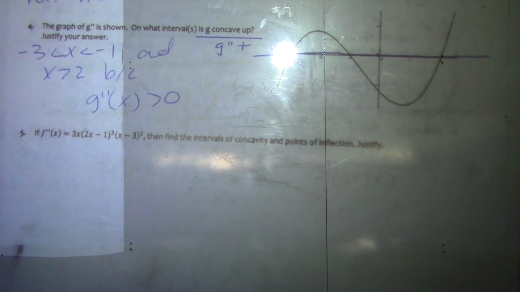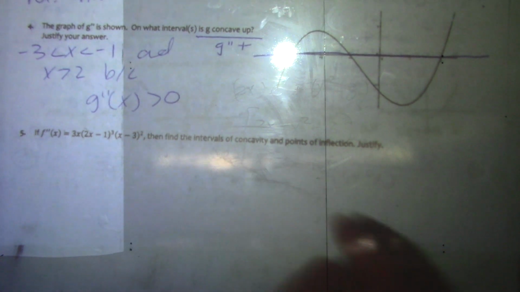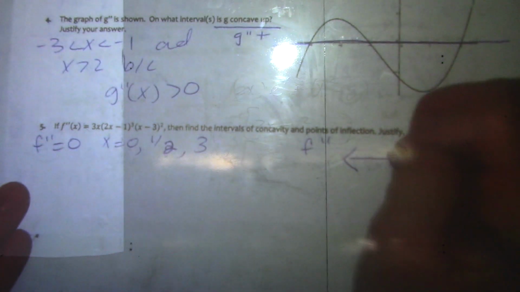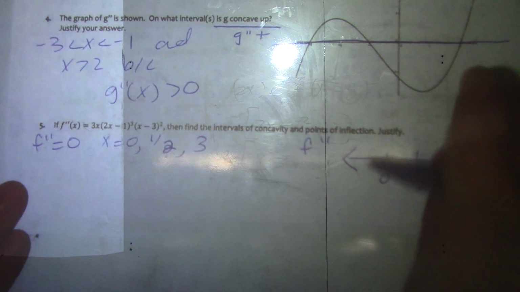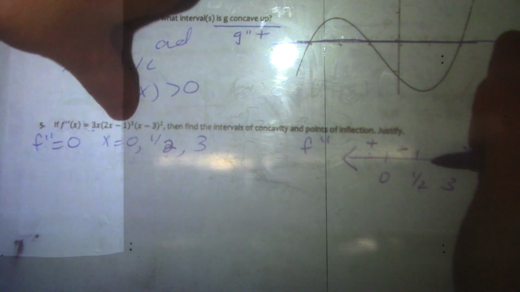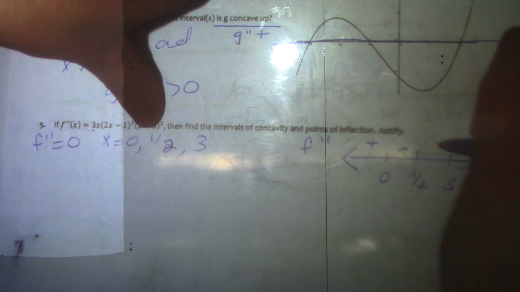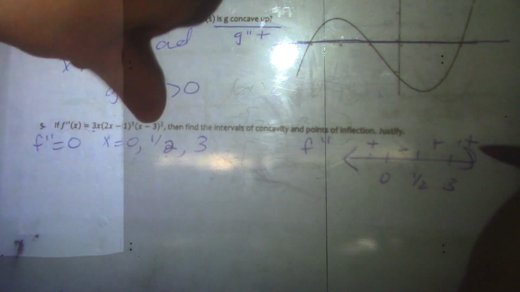F double prime is given, and I want to find points of inflection and intervals of concavity. So first I would set this equal to 0. That gives me x equals 0, 1 half, and 3. I'm going to make my number line for f double prime. If I plug in a negative number, that's going to be negative, that's going to be negative. Doesn't matter what this is because it'll be positive no matter what. Negative times negative is positive. If I plug in less than 1 half, then that will be negative, that would be positive, so negative. More than 1 half, this is positive, and then this is still positive because this won't change signs over the 3.